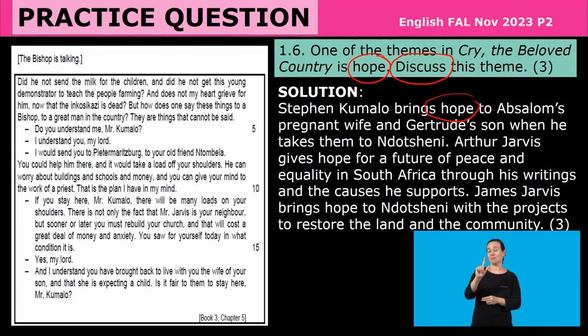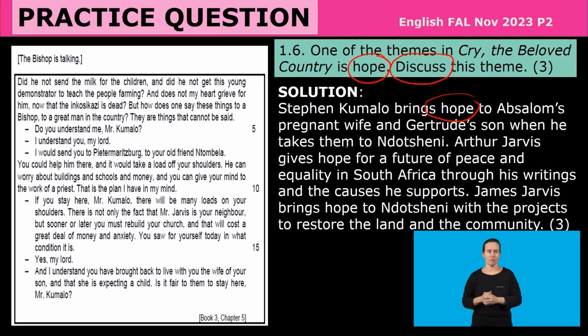Now let's quickly look at how it is unfolded in the solution. Stephen Khumalo brings hope to Absalom's pregnant wife. All right. Why? He brings her back from Joburg to the rural village, all right? And Gertrude's son, when he takes them back to Ndotsheni. So what is he doing? He's taking them back to their cultural roots, giving them hope.